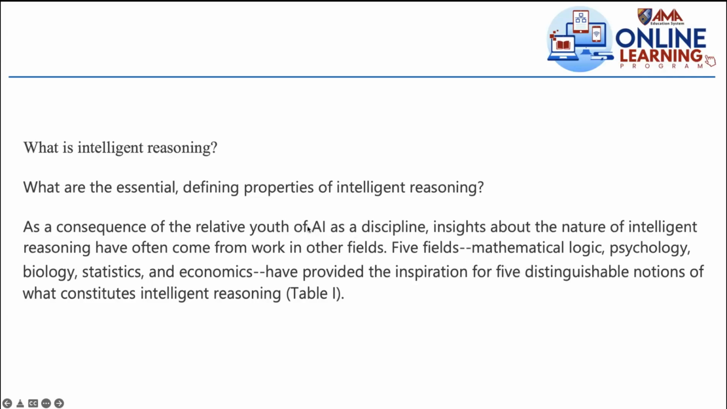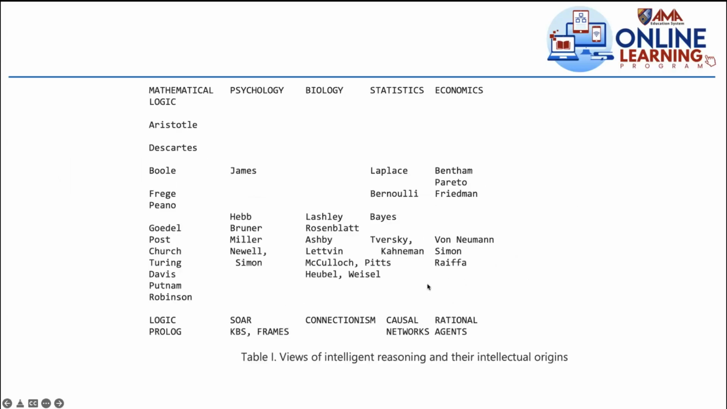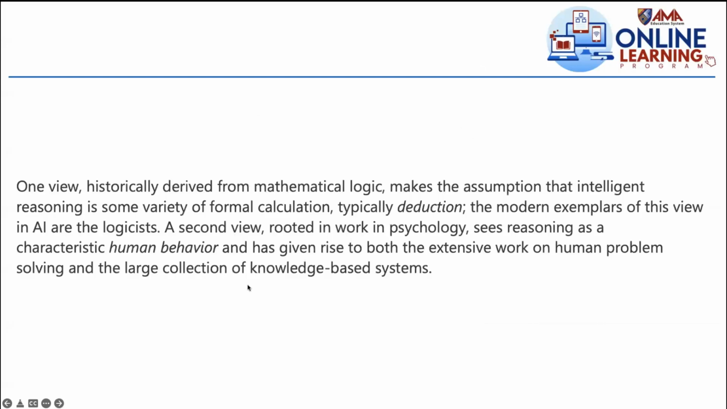So we know it's really the context. So what are these 5 fields? It's shown in the table, so let me just show you the table instead. So we have the mathematical logic. This is like the view of intelligent reasoning in terms of this field. That's why I came up with this concept. And these are the people, or the intellectuals, behind this view of intelligent reasoning from this field. And then we have the psychology, biology, statistics, economics, and I think these are discussed in the following slides.